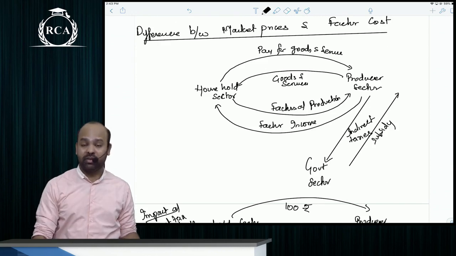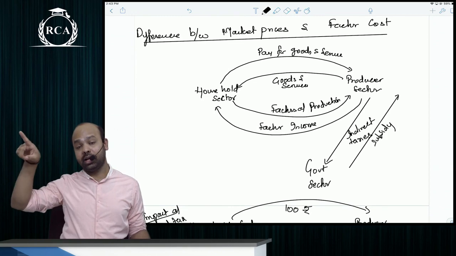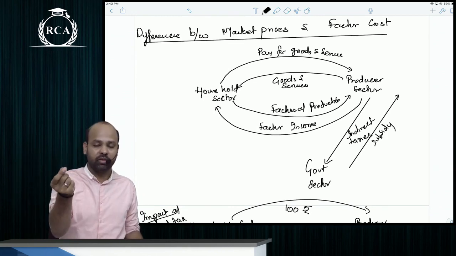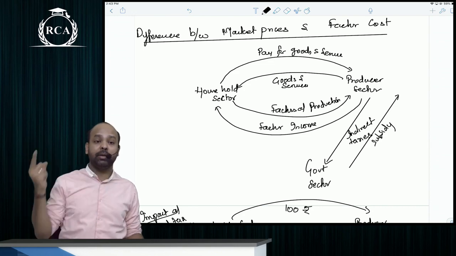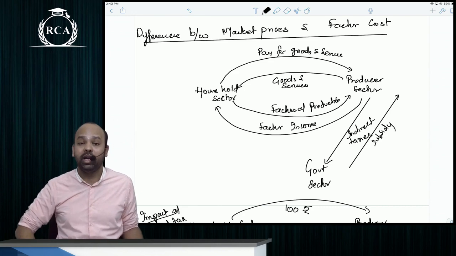Then you have to understand the difference between the words market prices and factor cost. Understand that when you make payments to a producer firm to buy products and services, that entire amount does not come back as factor payment. A part goes to the government in the form of indirect taxes.